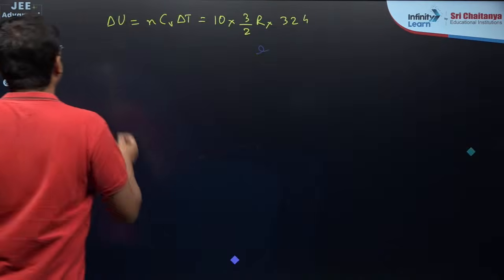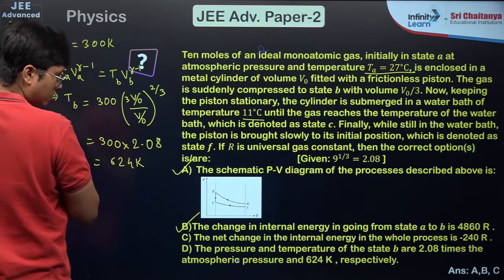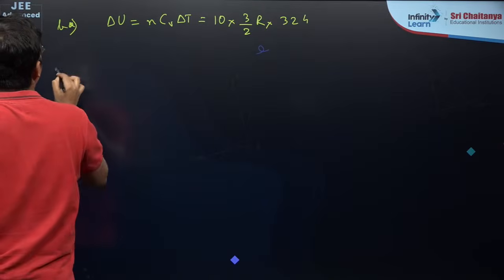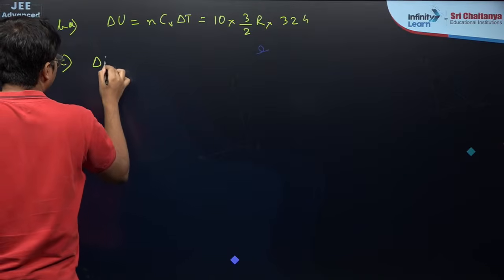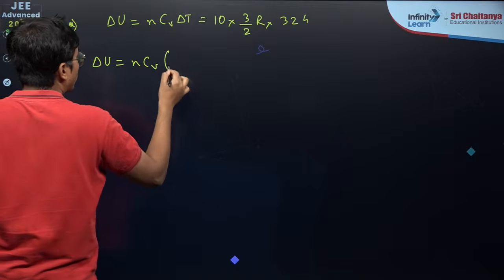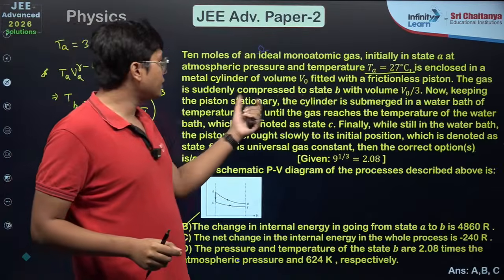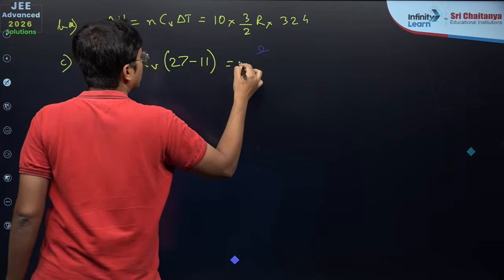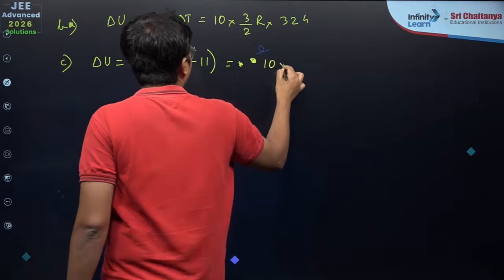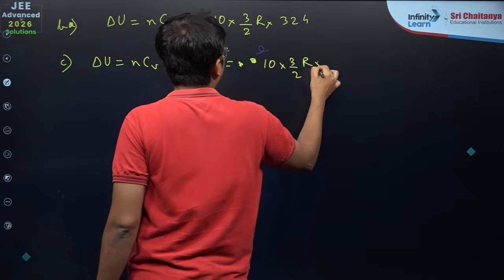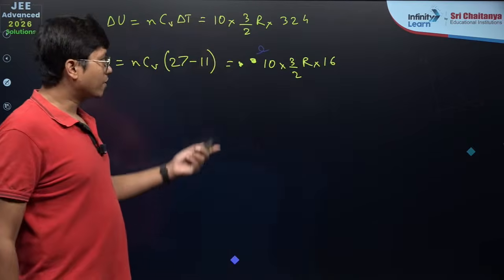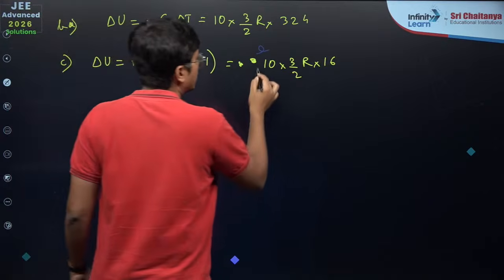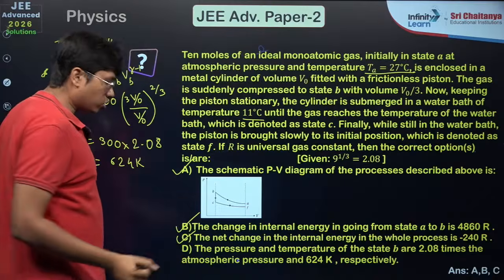Sorry, part B. In part C, your delta U is nCv delta T, and what is your temperature? Temperature difference is just 27 to 11. You don't even have to convert to Kelvin. That is 10 into 3 by 2 R into 60. This is basically 11 minus 27, I made a mistake, because you go final minus initial. So, it is minus 240 R, option C is also correct.